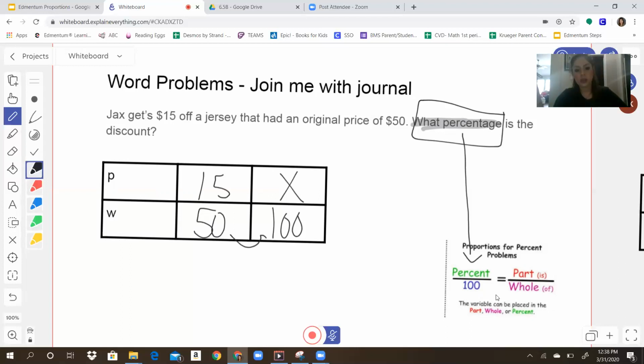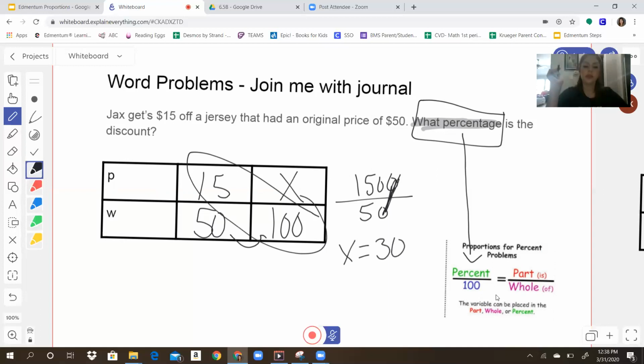We know 50 times 2 is 100. So 15 times 2 is 30. But again, if scale factor is not your thing, 15 times 100 is 1,500 divided by 50. 150 divided by 5 equals 30. Okay, so the jersey was 50, $15 off, 30% discount.